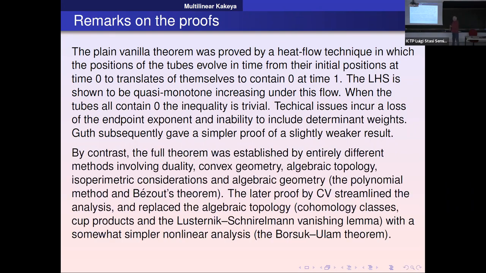Okay. The full theorem was given by entirely different methods. This is Guth's argument involving duality, convex geometry, algebraic topology, isoperimetric considerations, algebraic geometry, polynomial method, Bezout's theorem. So the later proof that I did with Stefan Valdimarsson somehow streamlined it. It took the algebraic topology, which was to do with cohomology classes and cup products and the Lusternik-Schnirelmann vanishing lemma, none of which I could understand, out of the proof and replaced it by a simple off-the-shelf application of the Borsuk-Ulam theorem, which is something that at least an analyst can get their head around readily.